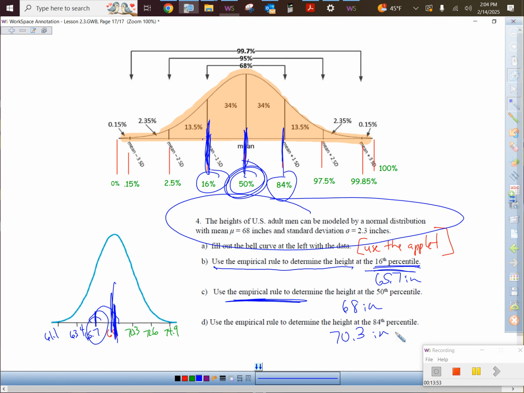This is only good for normal curves, right? And the empirical rule works on those. Next week, we'll learn about what if you were in the 52nd percentile or the 73rd percentile, something that doesn't land nice on the tick marks. But for now, we're using these guys. Let's do some homework.